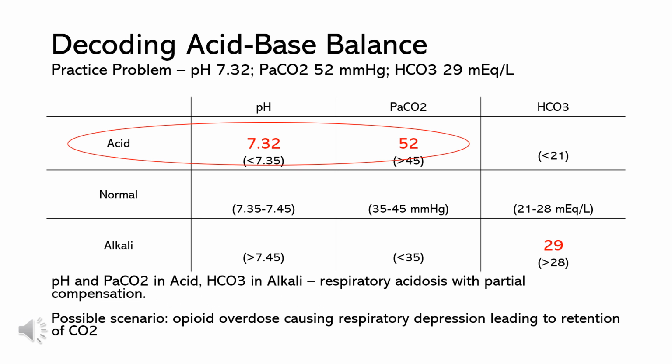Okay, so let's put everything on the chart and see what we have. Our pH of 7.32 is less than 7.35, so that's in the acid column. Our PaCO2 of 52 is greater than 45, so it is also in the acid column. Our bicarb at 29 is greater than 28, so that's down in alkaline. So we have pH and PaCO2 in acid, bicarb in alkali, so we have respiratory acidosis with partial compensation. The possible scenario that could cause this is opioid overdose causing respiratory depression leading to retention of CO2.